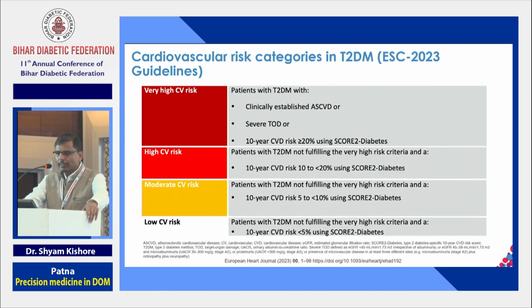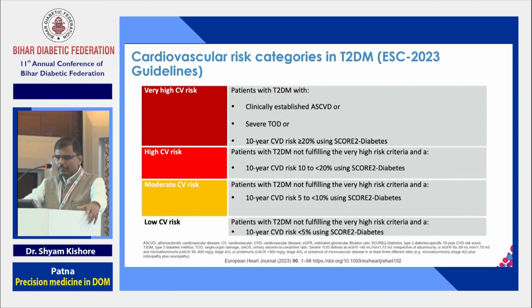So cardiovascular risk categorization in type 2 diabetes can be done as very high risk, severe risk patients, those who have established atherosclerotic cardiovascular disease, or those who have target organ damage. Target organ damage is defined as EGFR less than 45 with or without microalbuminuria, or all three microvascular complications, or EGFR of less than 60 with either nephropathy or neuropathy.